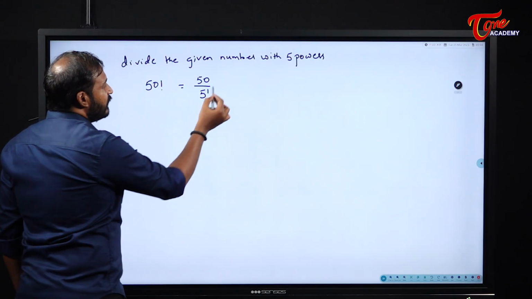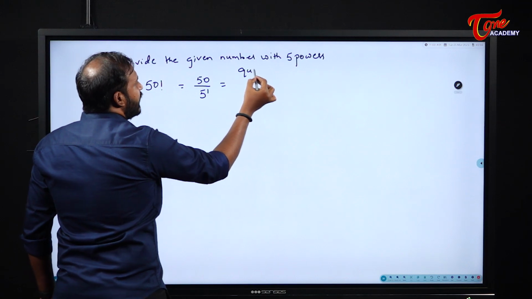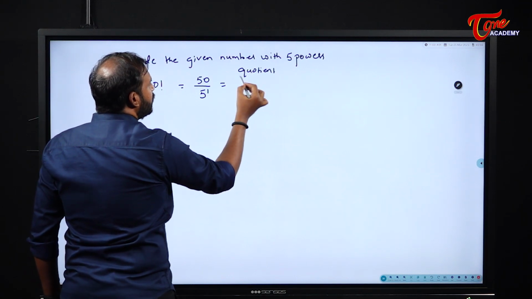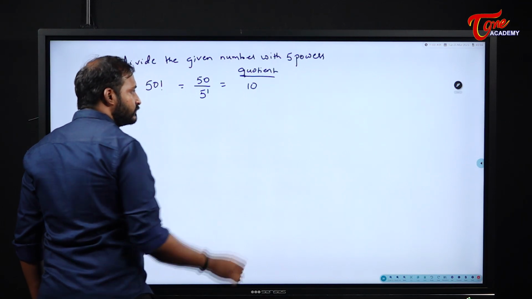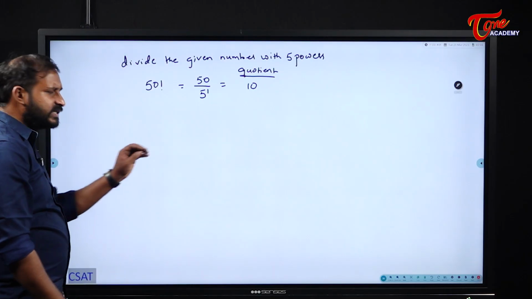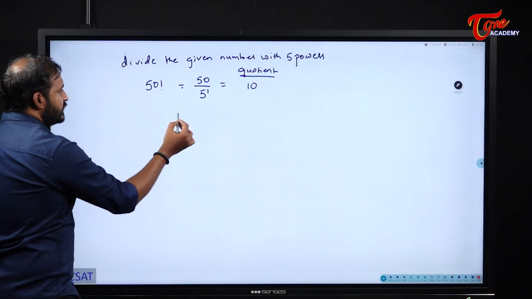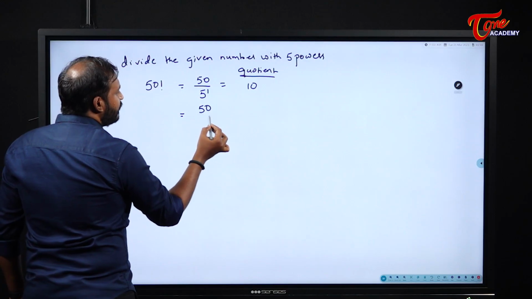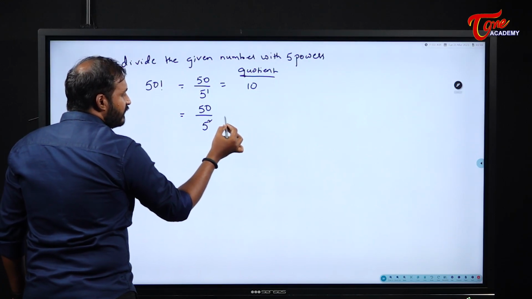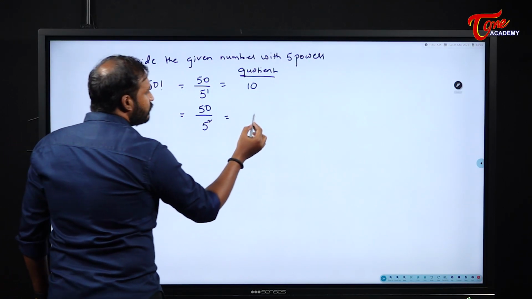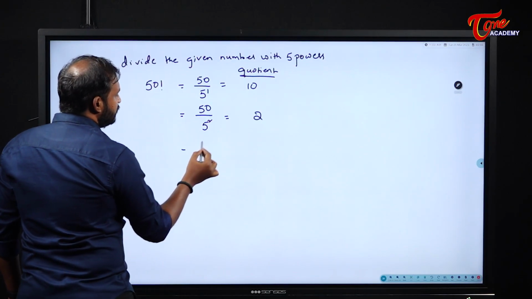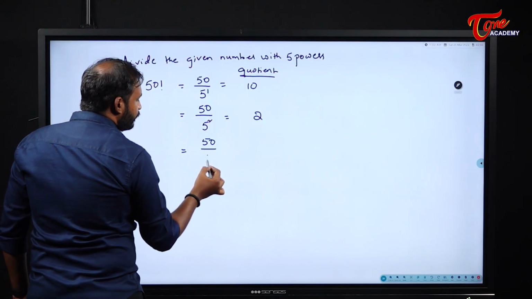And I will observe the quotient, whether it is exactly divisible or not, we will not bother. Quotient is what for me? 10. 50 by 5, in this case it is divisible, so 10. Next, 50 by the next power of 5, that is 5 square, 25. 50 by 25, what is the quotient? I will get 2. Next, 50 by 5 cube.